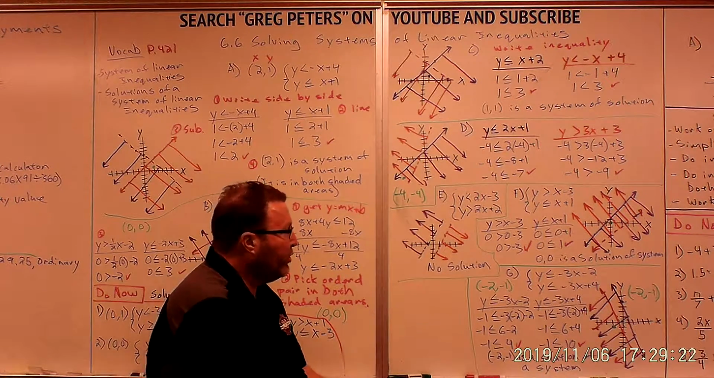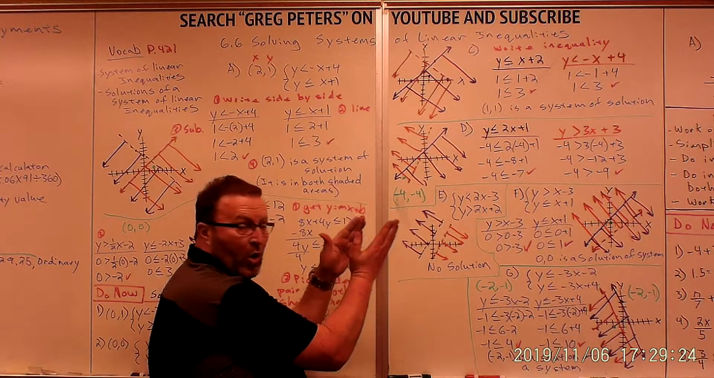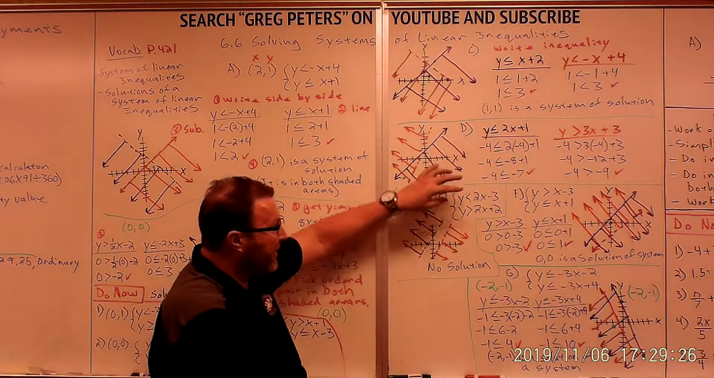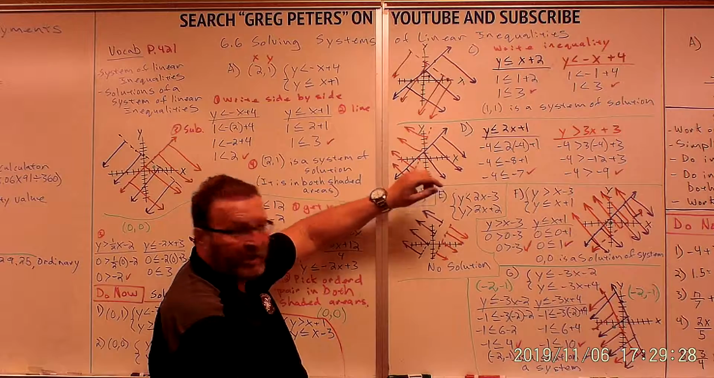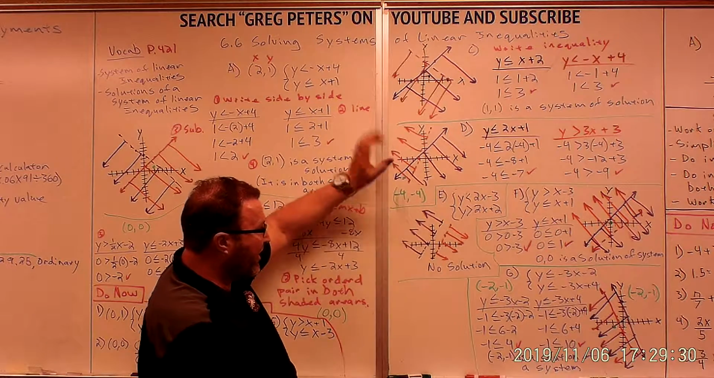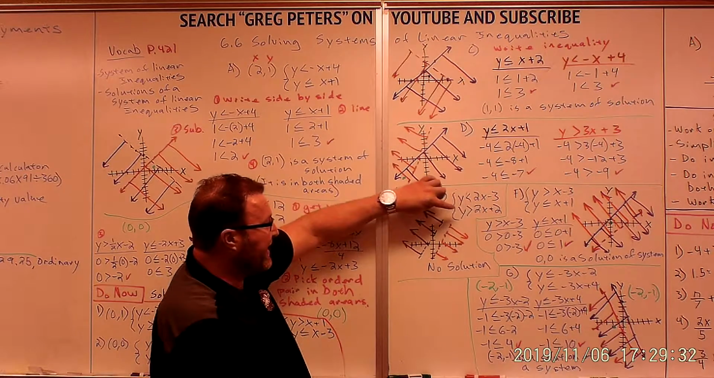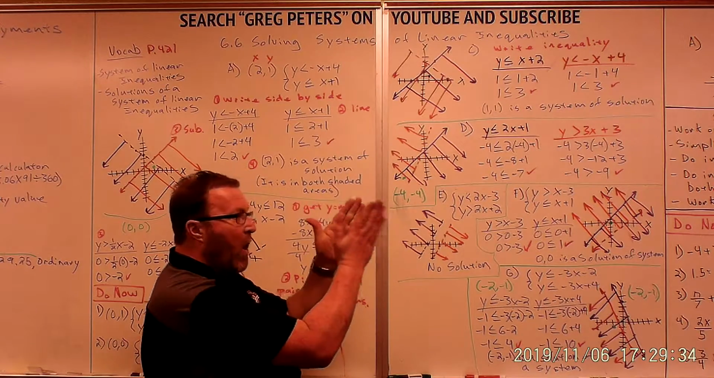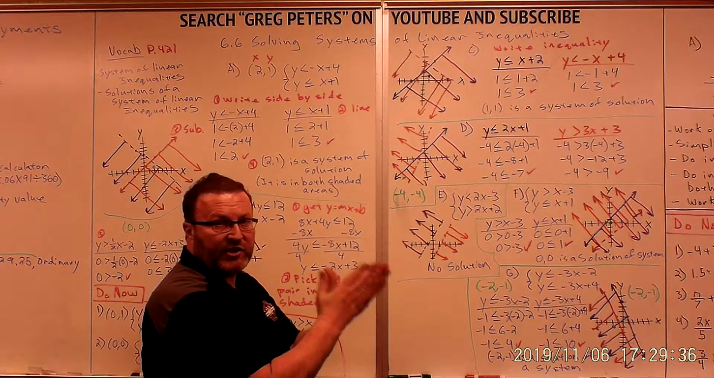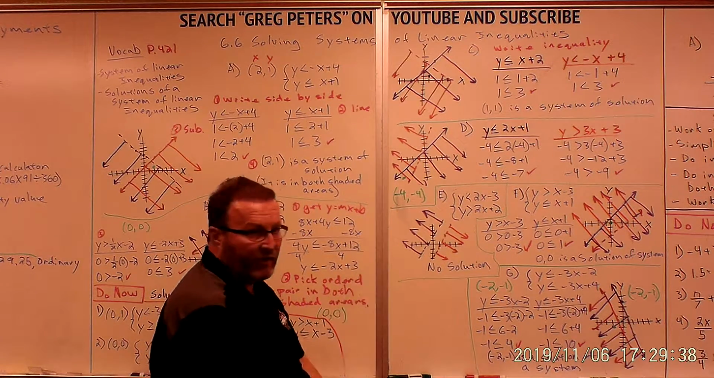So there is no solution where they overlap. It's going on for infinity, so there are zero solutions. They're never going to connect because the slopes are the same. Okay? It's just going to go on forever. They're never going to touch. There's not a solution to this problem.